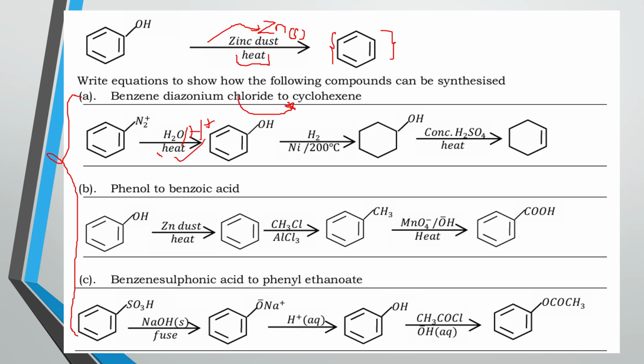So from here, since we don't want the pi electrons in the benzene ring, we have to hydrogenate. We write hydrogen stocked with nickel at 200 degrees Celsius to attain our cyclohexanol.